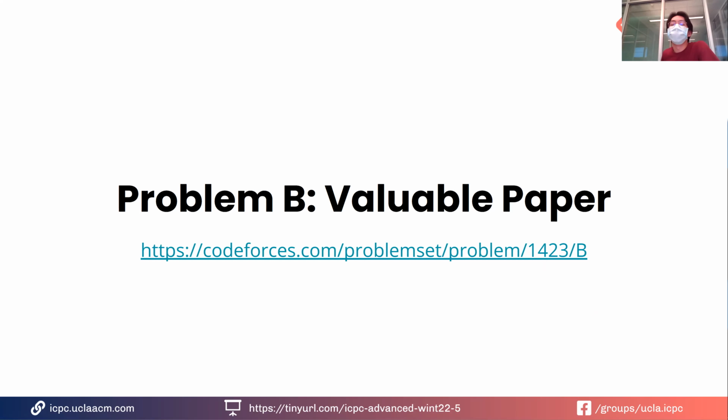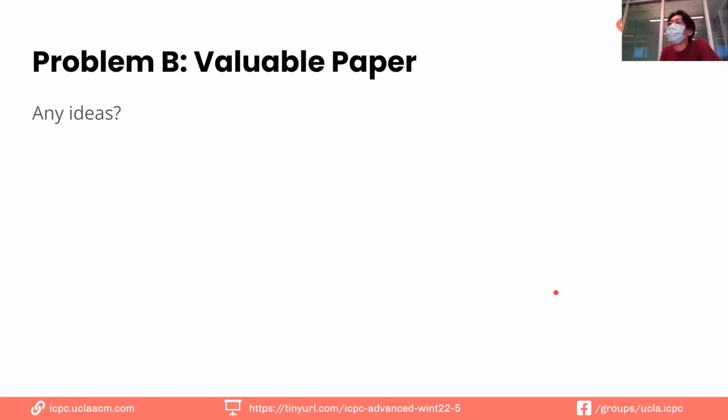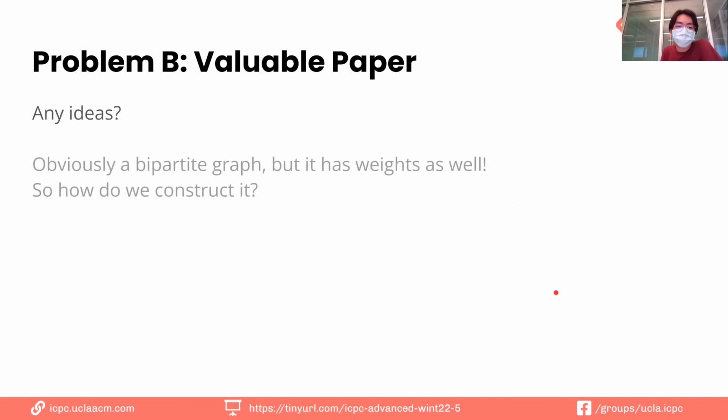Okay. All right, so what is the idea with this problem? So obviously it's a bipartite graph, right? So we have the connections between the factories or toilet paper or whatever to the airports. But it also has weights, right? There's a certain cost to building a road. So how do we kind of figure it out? Any ideas?